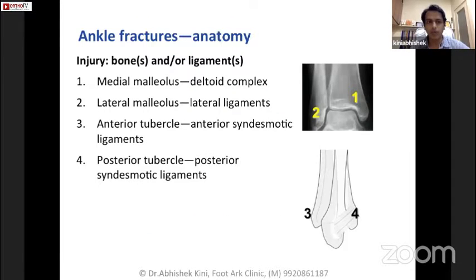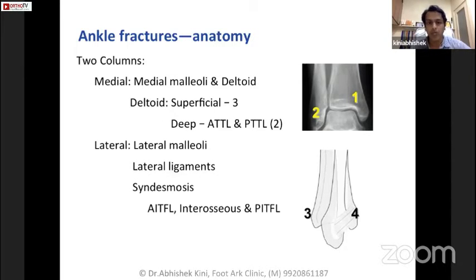So just briefly, in ankle fractures, there is injury to the bone and/or to the ligaments. Medially, there is the medial malleolus and the deltoid complex. That's number one. Laterally, there is the lateral malleolus and its lateral ligaments. There is then, in between, the anterior tubercle and the anterior syndesmotic ligaments, and posteriorly, there is the posterior tubercle and the posterior syndesmotic ligament. That's 3 and 4.